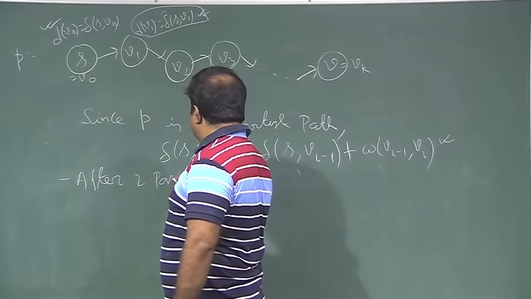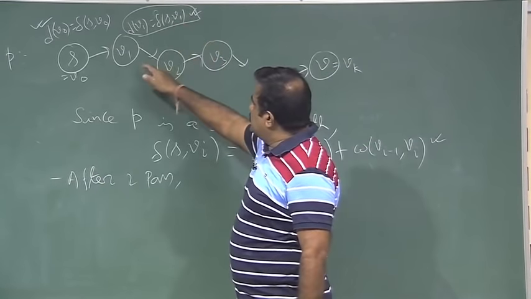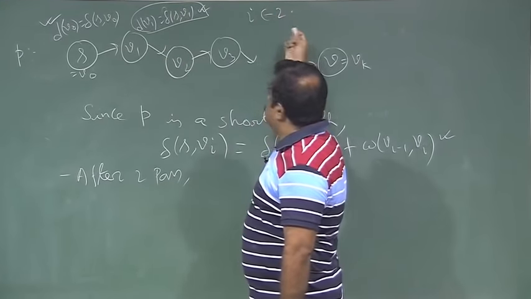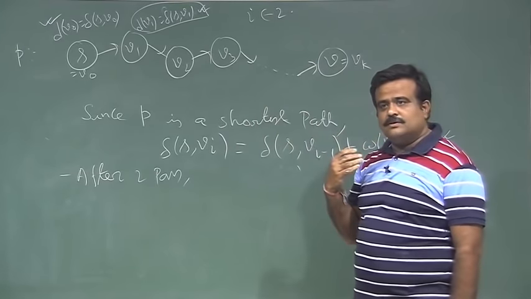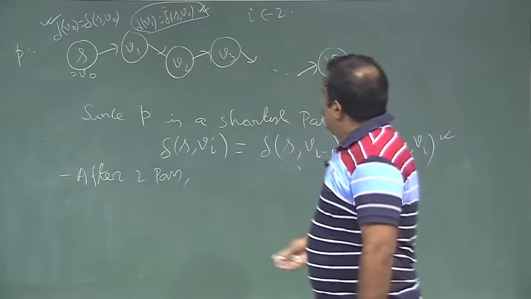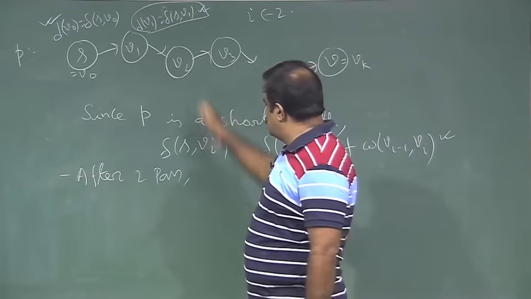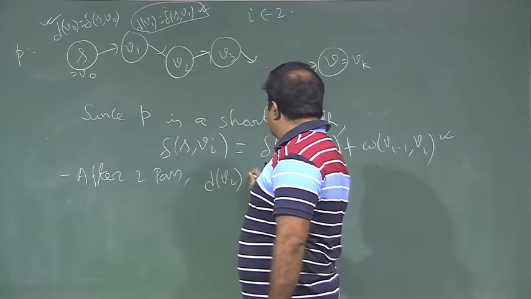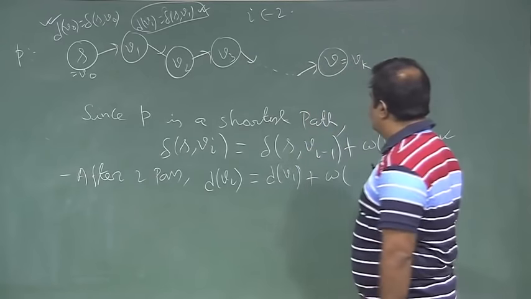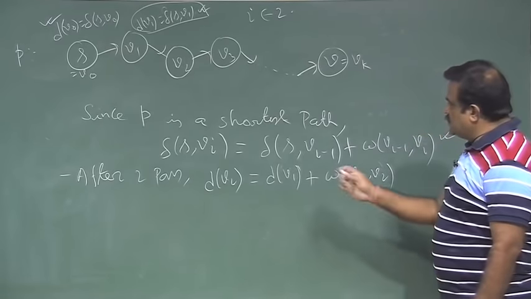So, after second pass, once this is done in the first pass, then in the second pass, this is one edge. In the second pass, I is equal to 2, we are doing this for all the edges again. So, this edge number will come in some order. Once this edge number comes, it will change this. So, the degree of v2 will change to d of v1 plus w of v1 comma v2. Okay. So, this has to be changed.